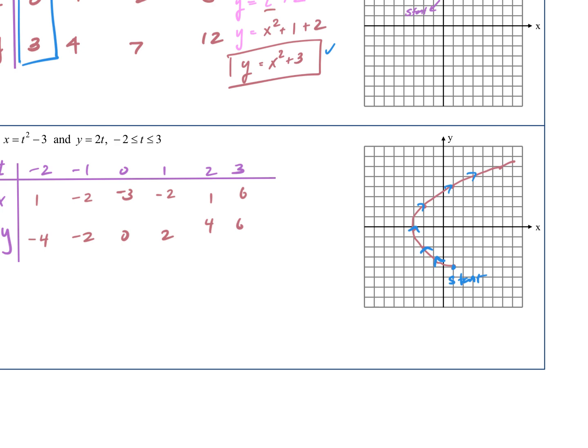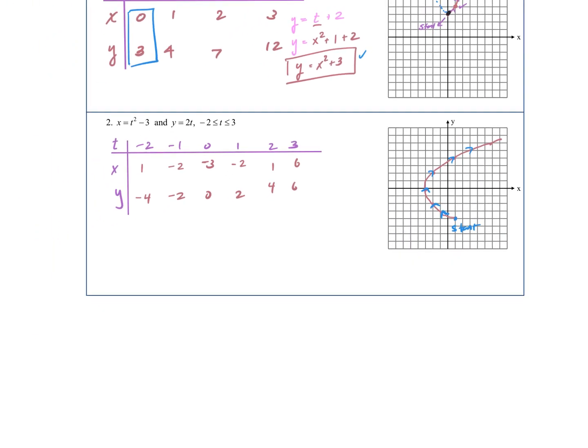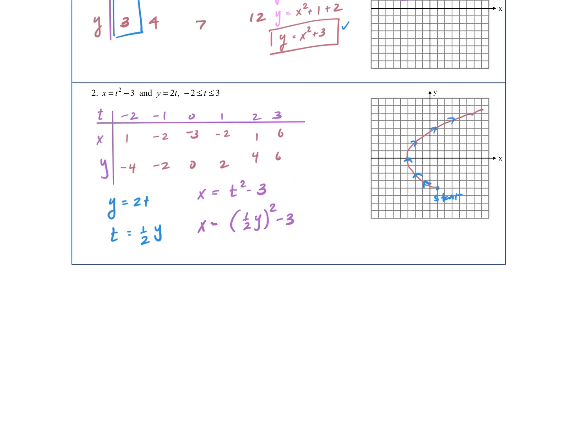If I wanted to eliminate the parameter via algebra, we could say y equals 2t. So t is equal to 1/2 y. So I'm going to plug it into the other equation. We have x equals t squared minus 3. So x equals (1/2 y) squared minus 3. So I get x equals 1/4 y squared minus 3.